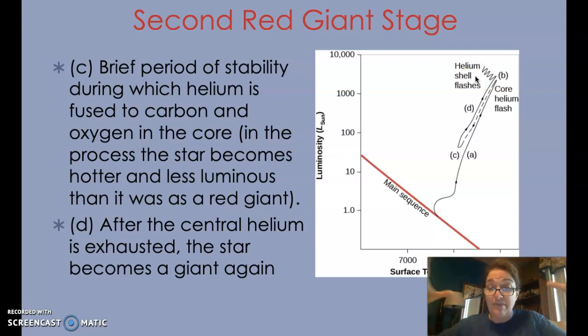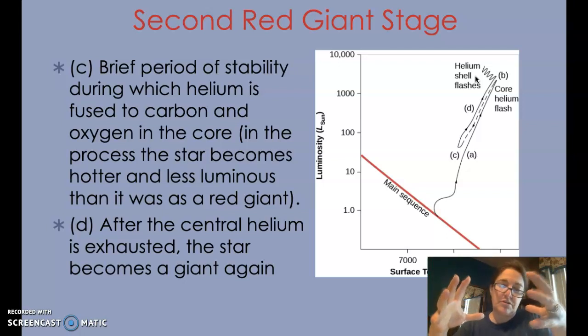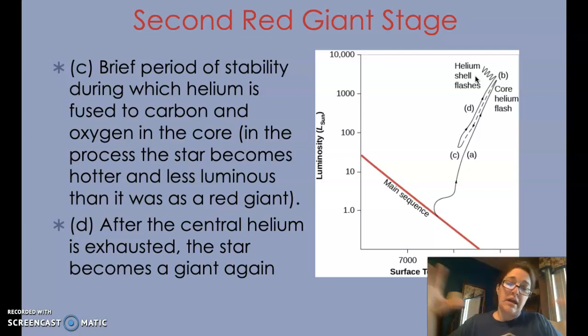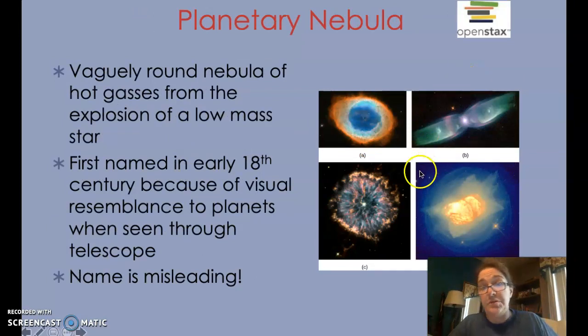hold all the heavy layers of the star, and so it sort of does this bouncy thing where the outer layers try to collapse a little bit, but that doesn't work, so they bounce off the core and explode into a planetary nebula. So planetary nebula, definition: vaguely round nebula of hot gases from the explosion of a low-mass star.